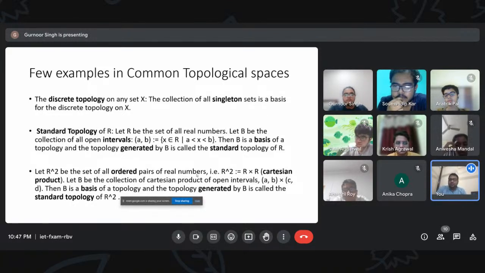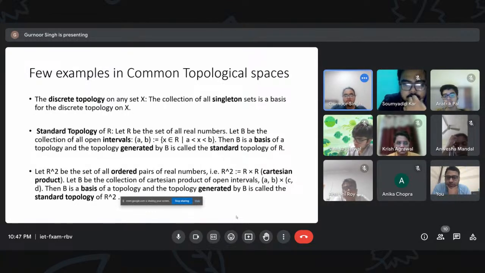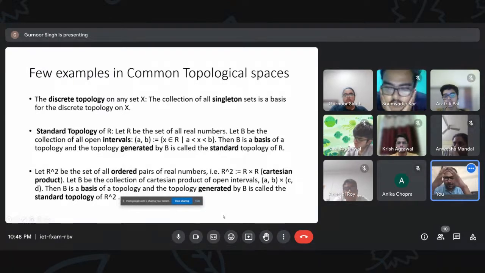So, as you mentioned, topology is a collection of subsets of the set, right? Yes, sir. Now, the basis is also a collection of subsets of the set. Yes, sir. So my question is: how can you get the entire topology given the basis? How can you sort of construct it?